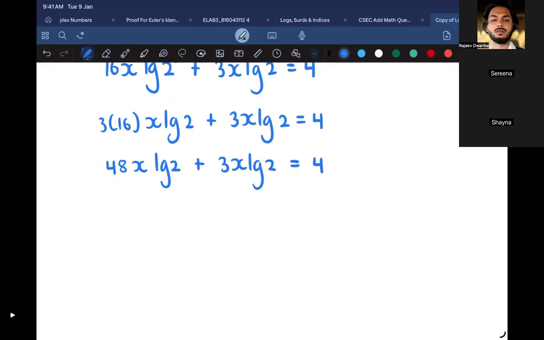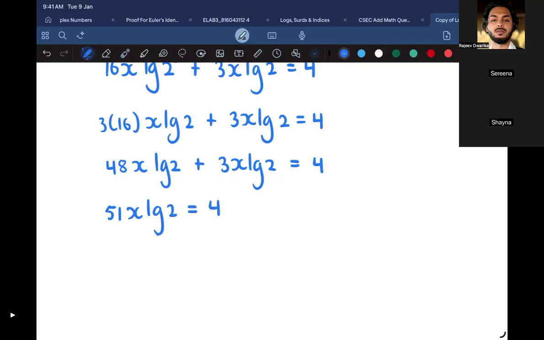Then I added 48x and 3x. Right? Because both of them, check it out, right? This is 48 log 2's, and this is 3 log 2's. So altogether, you'd have 51 log 2's x. Yeah. You got 51 x log 2.